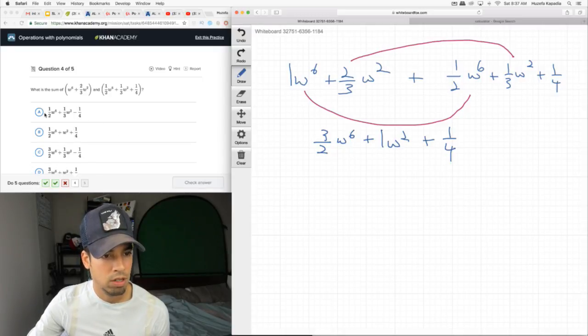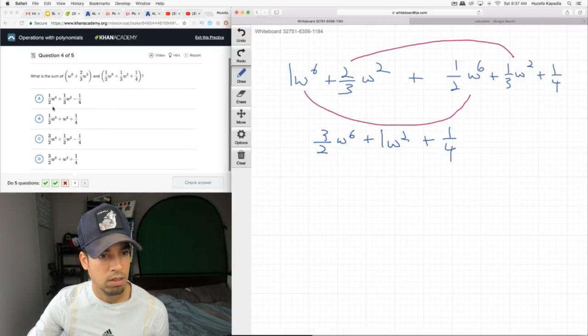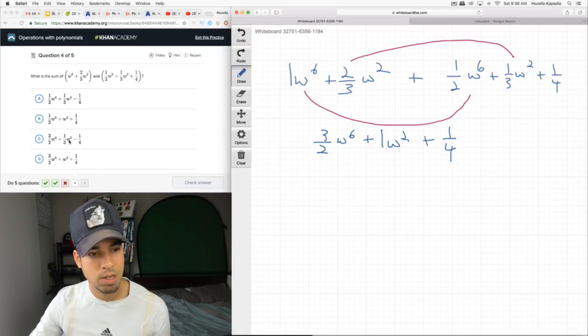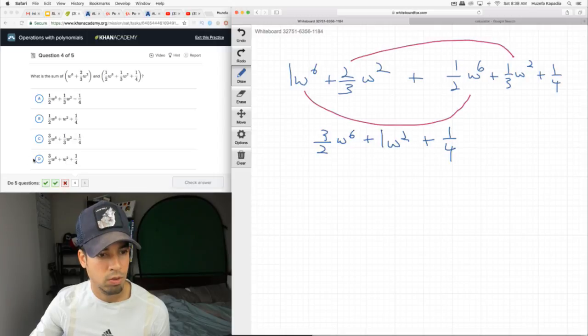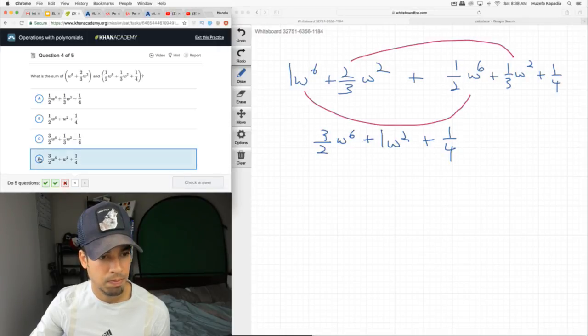So A and B are wrong because this coefficient is incorrect. 3/2 w to the 6th. This one is wrong because it shouldn't be 1/3, it should be 1. So we're going with D. Oops.